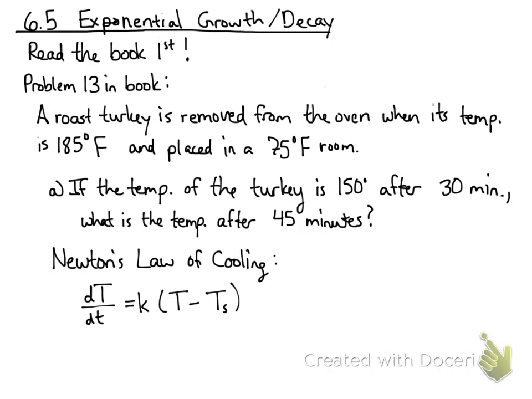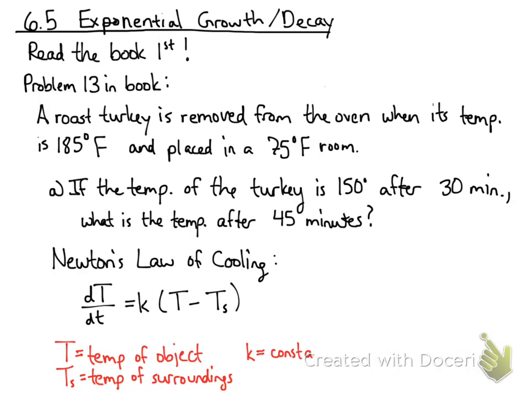Now what does that mean? Capital T is the temperature of the thing, in this case, the turkey. T sub s is the temperature of the surroundings, the ambient temperature. So T minus Ts on the right is the difference in temperature between the thing that's cooling and the environment around it. Then there's this constant k, which depends on the mass and the density and the specific heat and the surface area and so on of the object cooling. So it's different for different objects. And little t is time.